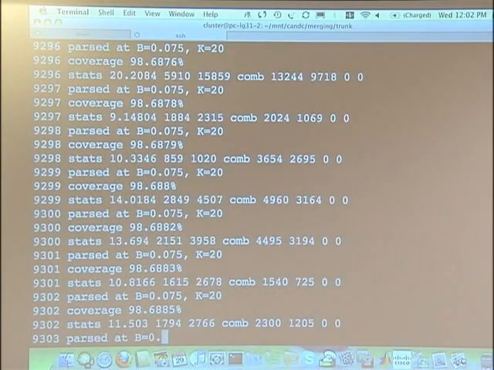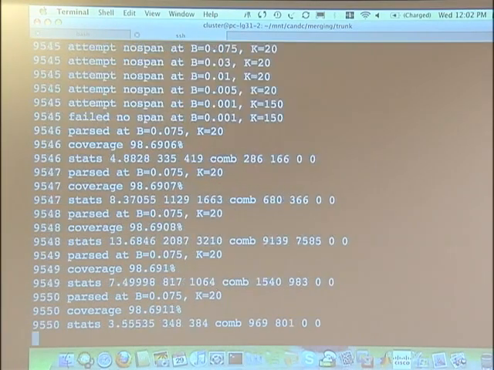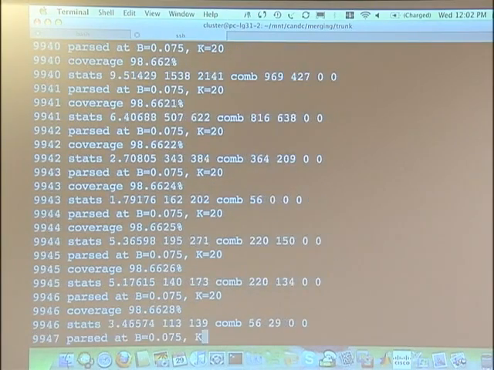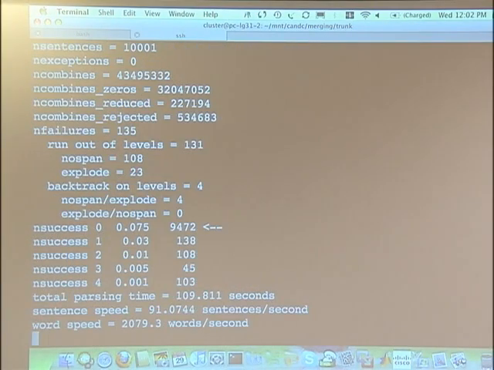Well, can you say what the results would be if you disregarded speed? Oh, okay. So I guess at producing Penn Tree Bank trees, the Charlie App parser is slightly better.